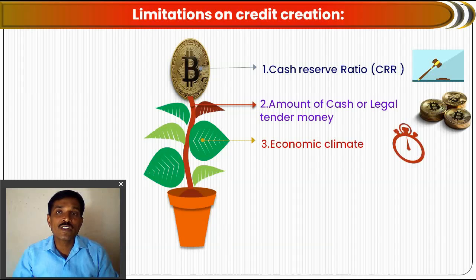Suppose there is a pandemic situation in the economy, the worst condition for investment for the businessman, and there is no good climate in the economy, a deflation situation. So there is less loan demanded by the people, less loan distribution and less credit creation through the commercial bank. So credit creation depends on the economic condition of the economy.